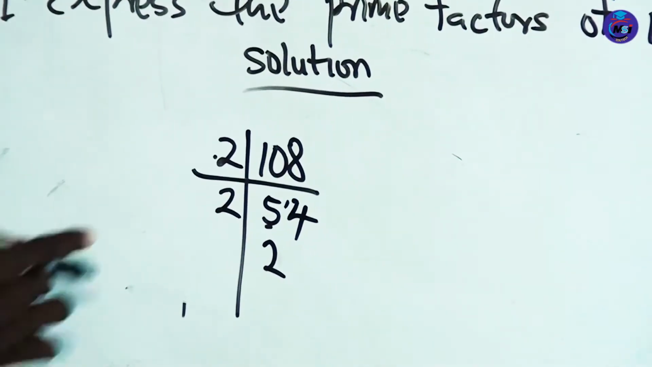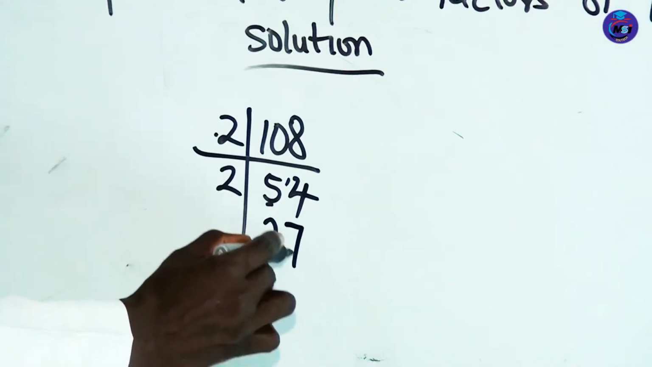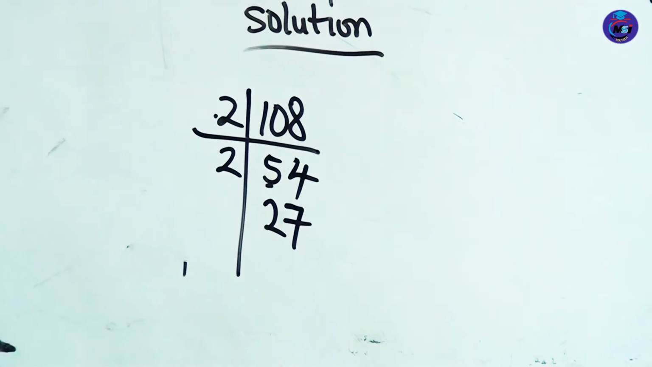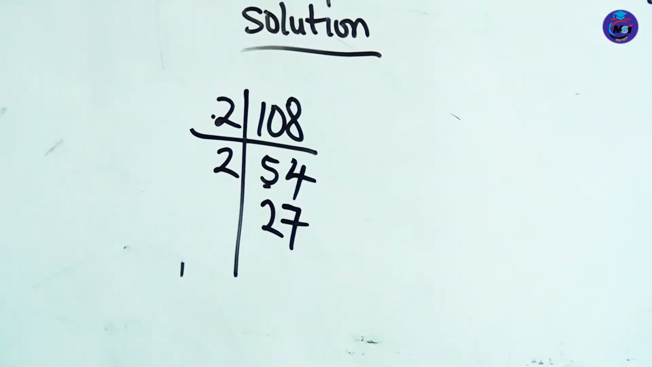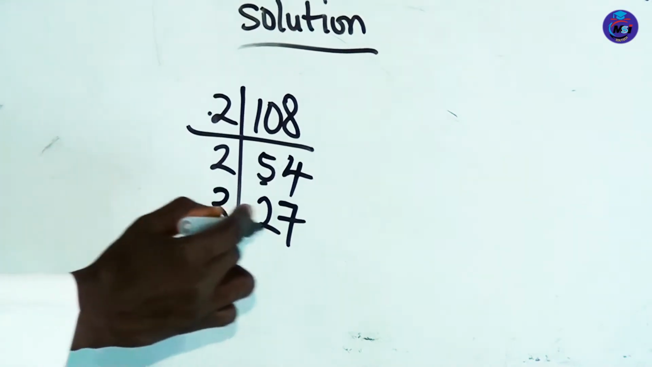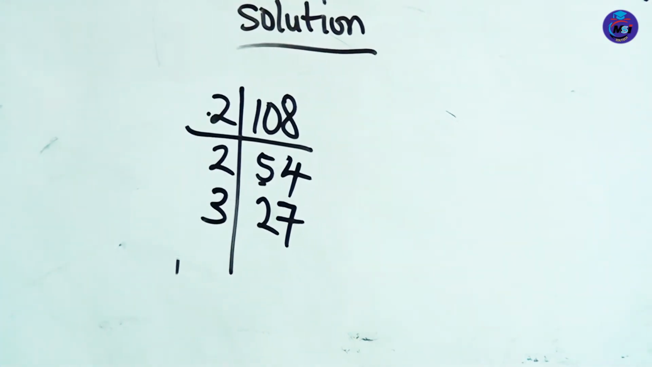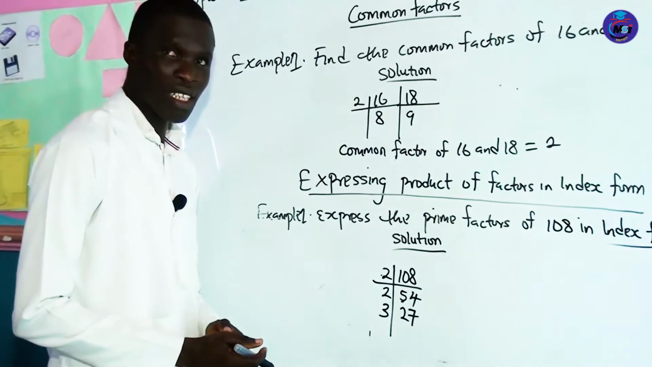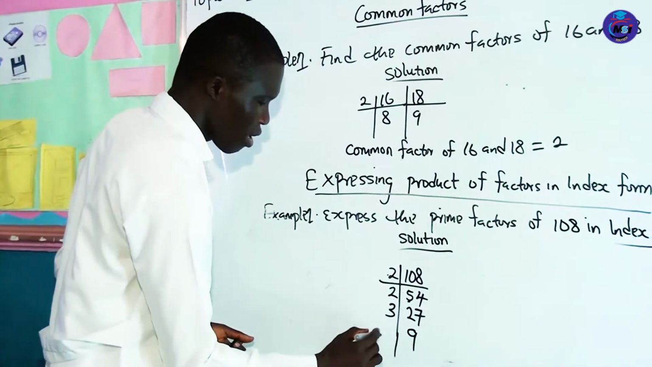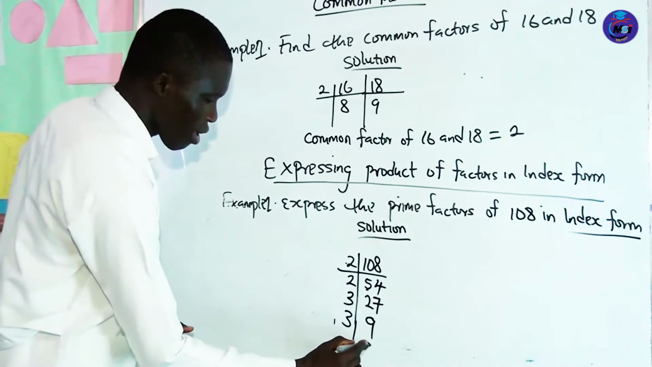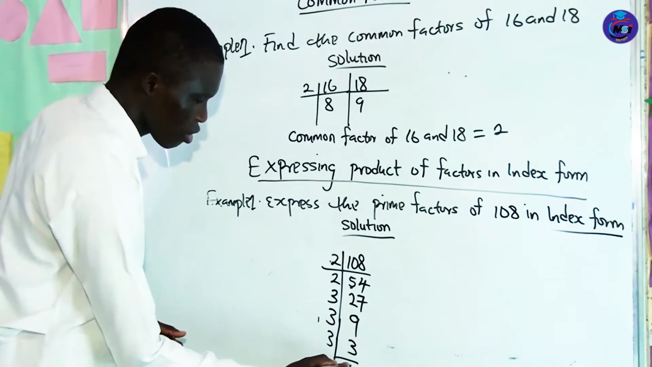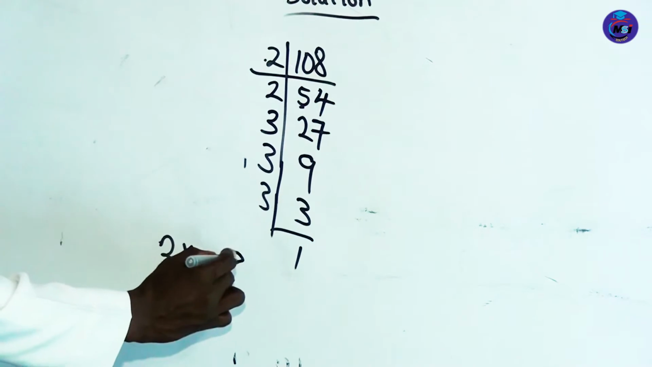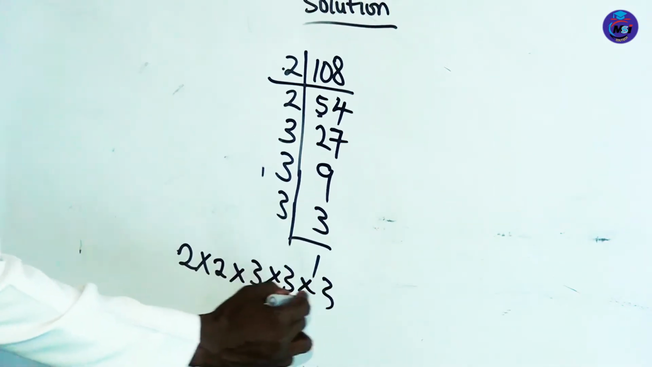You have 14. How many 2 can we get in 14? 7. Okay? Can we still use 2 to divide 27 without remainder? No. So what are we going to use? 3. How many 3 can we get in 27? You think of number you can multiply by 27, by 3, that will give you 27. And what is that number? 9. Okay? How many 3 can we get in 9? Is 3. How many 3 can we get in 3? Is 1. So we have 2 times 2 times 3 times 3 times 3.